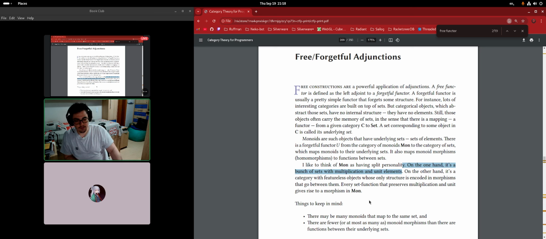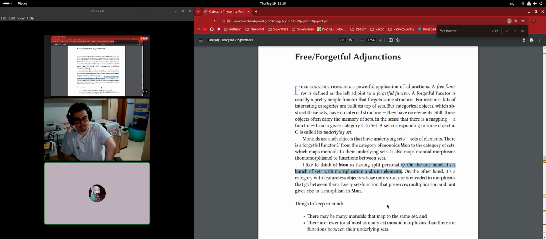So let's talk about that. Every set function that preserves multiplication and unit. Why is that the case though? It gives rise to a morphism in the monoid category. Because if it didn't preserve multiplication and unit, then it's not really following the monoid laws, right? But we only have two laws, right? Associativity and identity. Well, the identity element, right?